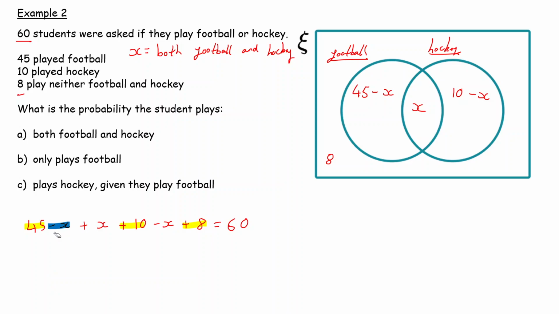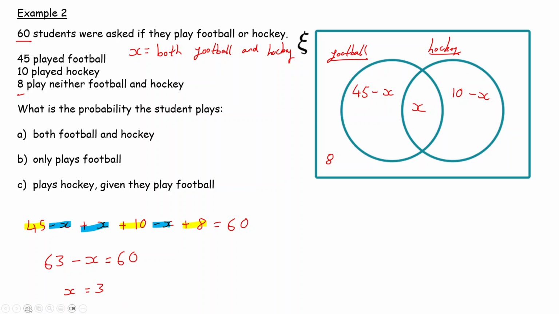Oh, it's a bit dark, isn't it? We've got a minus X, a plus X, and minus another X. Okay, so 45 add 10 is 55, add 8 is 63. Minus X plus X is going to be 0. Minus another X is going to be minus X is equal to 60 on our right hand side. So we're saying, right, 63 take away what is 60? Well, X must be equal to 3.